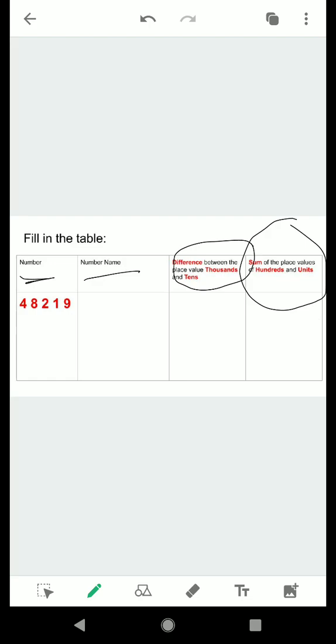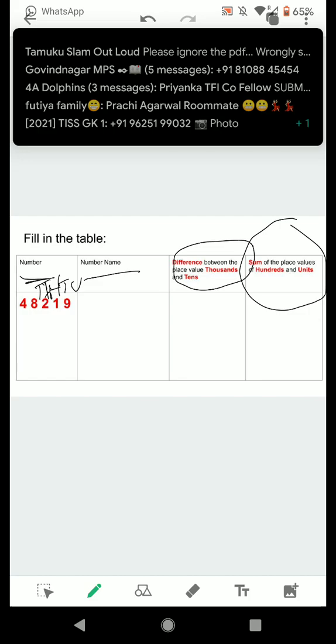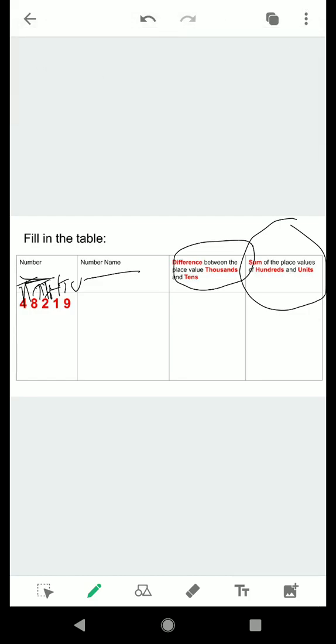I'm going to write the place value with my very bad handwriting. Units, tens, hundreds, thousands. I'm so sorry for the handwriting, friends. And 10,000. Okay, I hope you can read that. I know it's very dirty.